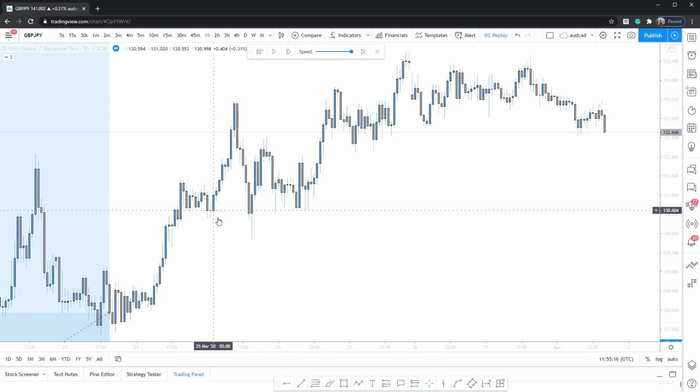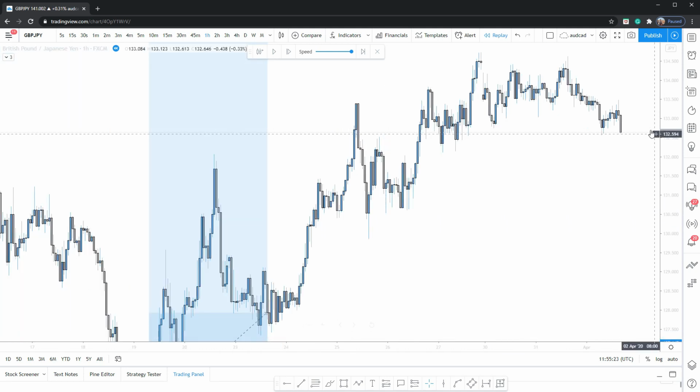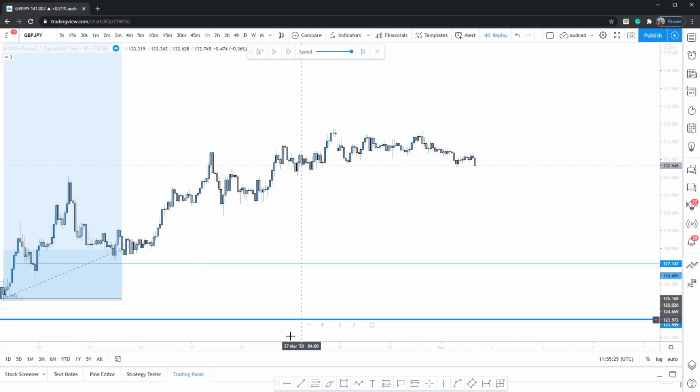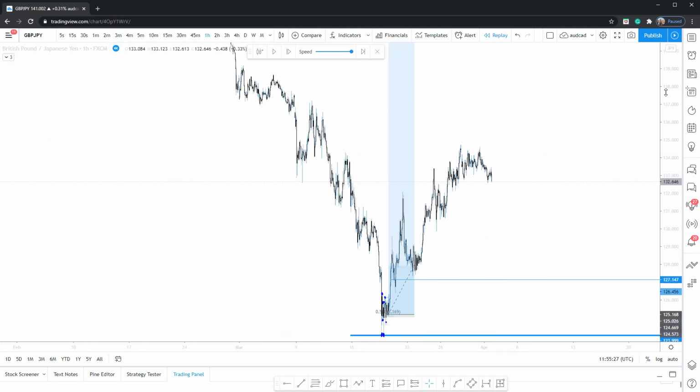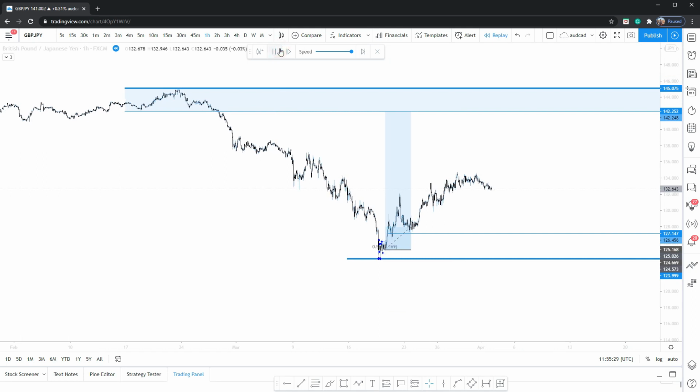I would have used this and taken the loss anyway. But if our confirmation entry wasn't there, then I wouldn't have entered anyway. So that's the difference between the free strategy and the Vertex method. But anyway, let's let this trade play on and see what happens.